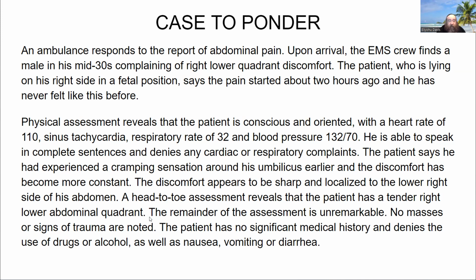The other type is called rebound tenderness. Rebound tenderness is where I push in, hold it there a minute, and pull my hand away fast. If they complain now, rather than while I was pushing in, this is a sign of peritonitis, some sort of infection in the abdomen, typically. So you see the difference between these two? Point tenderness where I touch, rebound tenderness when I let go.